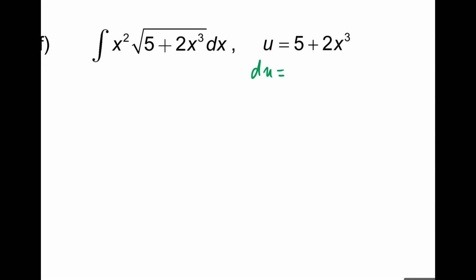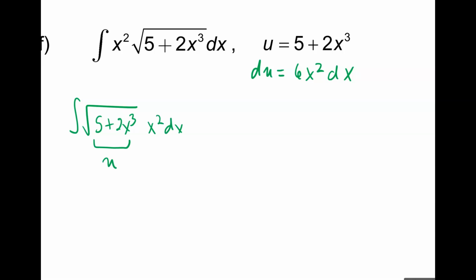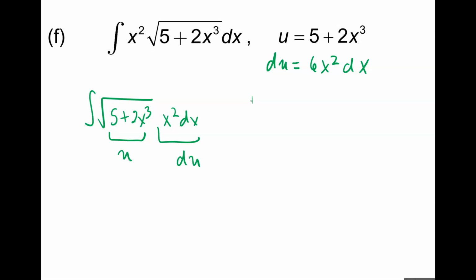Okay, I'll tell you what u is. Take the differential, so we're just taking the derivative with respect to x. This is 6x squared dx. Let me rewrite this: square root of 5 plus 2x cubed. This inner part is going to be my u, and then I have x squared dx, which is supposed to be my du. The issue is 6x squared dx is du. So if I divide both sides by 6, I have 1/6 du equal to x squared dx. So this is 1/6 the integral of square root u du.